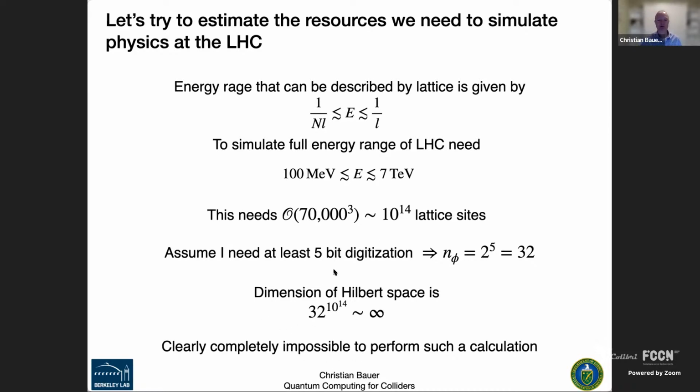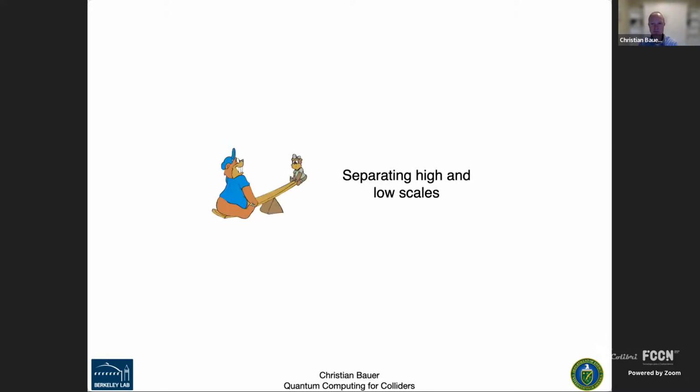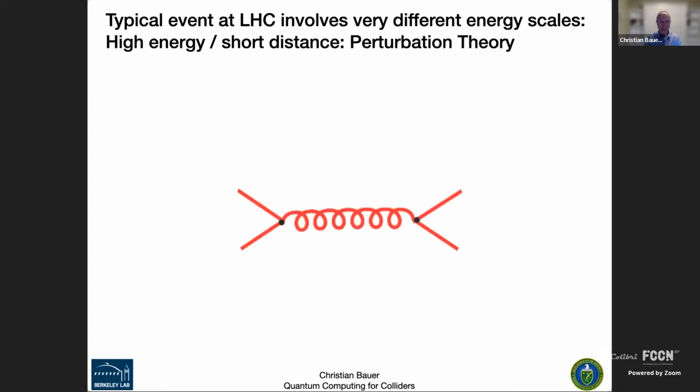And what you can see, what drove this number is that energy range that I'm trying to describe. So we need to reduce the range in energies that I'm trying to describe in order to make this problem simpler. And that is where effective field theories come in, because that's exactly what effective field theories are designed to do. They try to focus on the problems at a given energy scale.